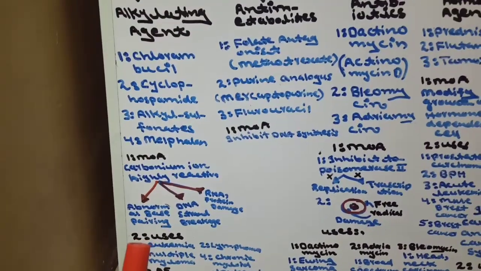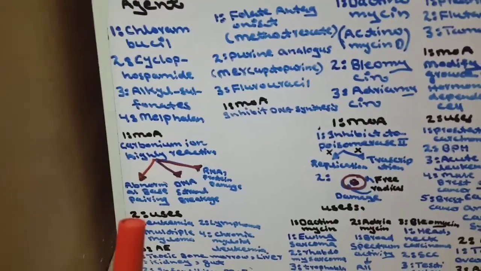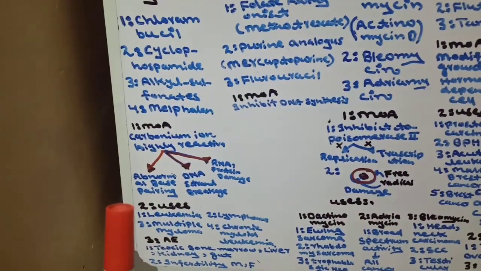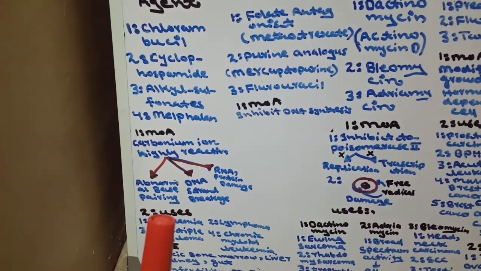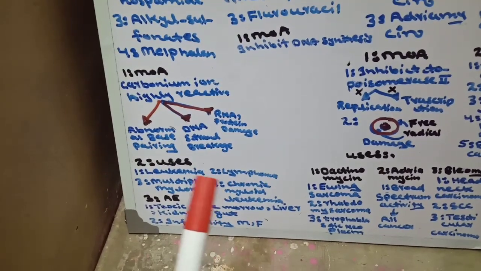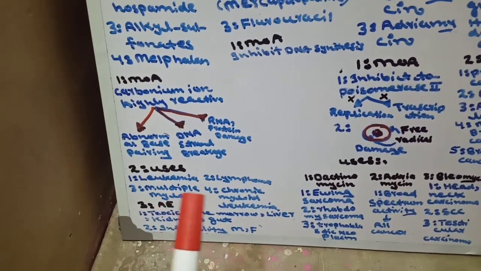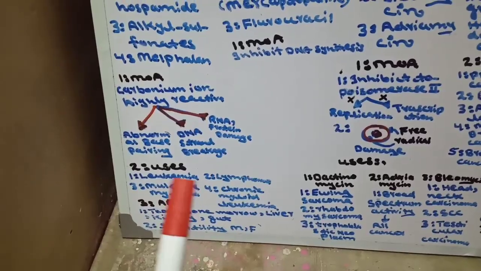Now its uses. Broadly, alkylating agents are used in leukemia and lymphoma. Simply remember that alkylating agents are used in leukemia and lymphoma. Uses: number one, leukemia. Number two, lymphoma. Number three, multiple myeloma. And number four, chronic myeloid leukemia. These are the four uses of alkylating agents.